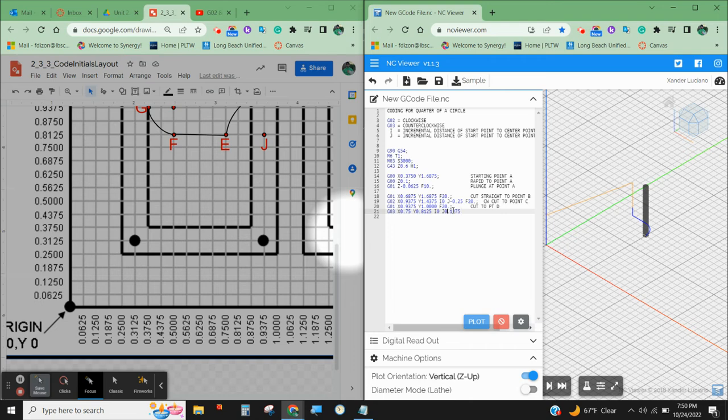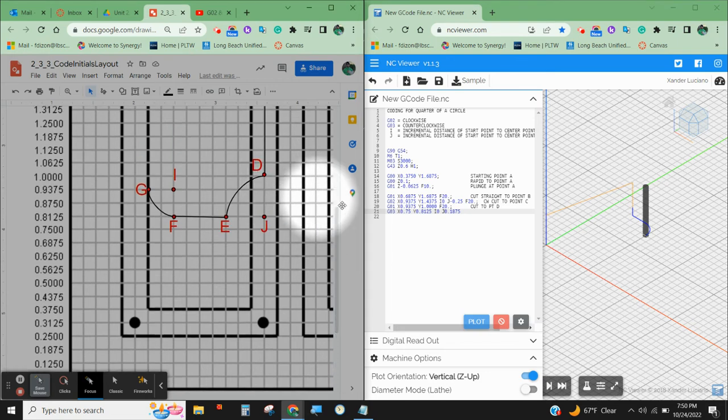0.1875. And since the center point is below the starting point, this will be negative. Okay. Again, feed rate of F20, semicolon. This one is counterclockwise, so I'm going to put CCW, cut to point E. Okay, I'm going to plot this to make sure that we got it right. There you go. I went straight cut to D, and then you have a counterclockwise with a G03, and that's why you see that.